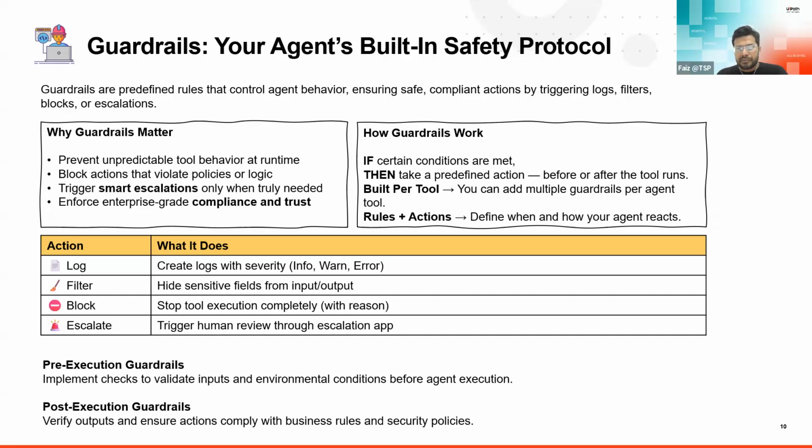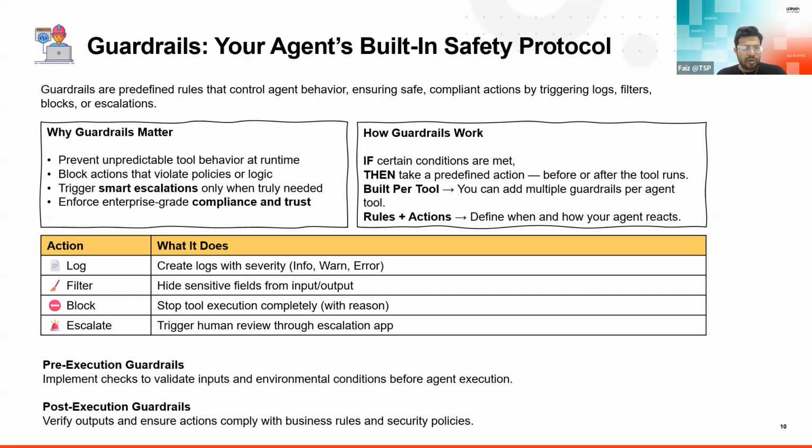How do guardrails work? So there we have some switches here. If, then, built per tool, and rules plus actions. If certain conditions are met, then take a predefined action before or after the tool runs. Built per tool, you can add multiple guardrails per agent's tools. Rules plus actions define when and how your agent reacts.